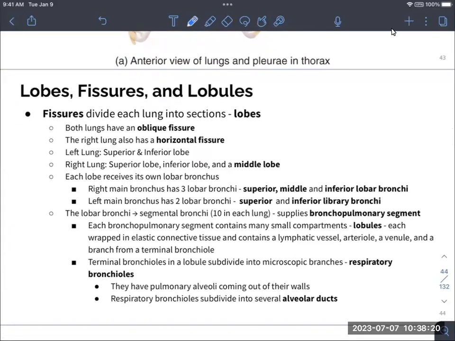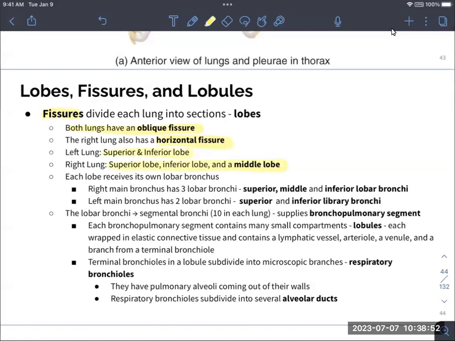So we have different lobes and we have different fissures. Fissures are going to divide the lungs into those different lobes. Both lungs have an oblique fissure, but that right lung also has a horizontal fissure because it has 3 lobes. So that left lung only has a superior and an inferior lobe. The right lung has a superior, inferior, and a middle lobe.